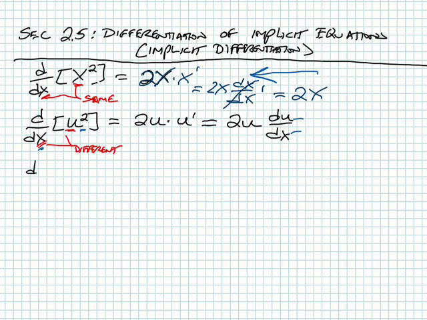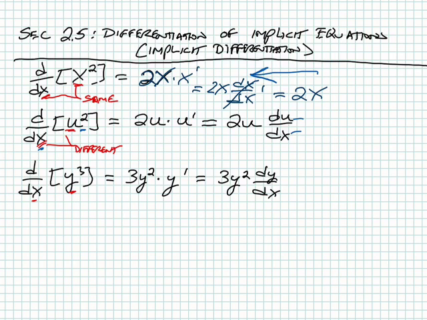So let's do the derivative d dx of y cubed. Now notice here that the variables are different. And if the variables are different, then I definitely have to use the chain rule. So the derivative with respect to x of y cubed is going to be 3y squared times y prime. And in this section, those y primes I really want to write as dy dx. So I've got 3y squared times dy dx. Let's go ahead and do one more.